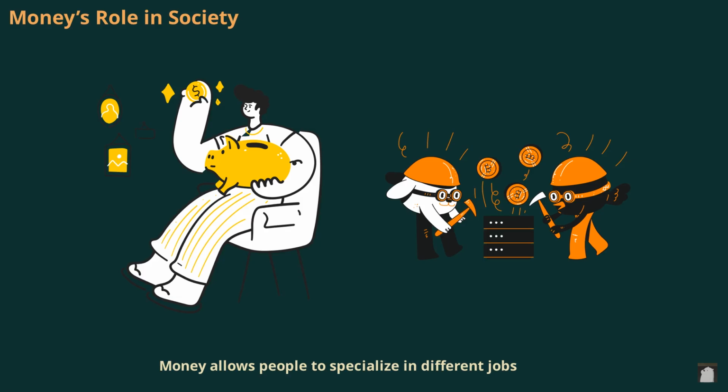Money allows people to specialize in different jobs, making societies more productive. It also helps governments collect taxes, fund public services, and invest in the future. The invention of money was a turning point in human history, shaping the world as we know it.